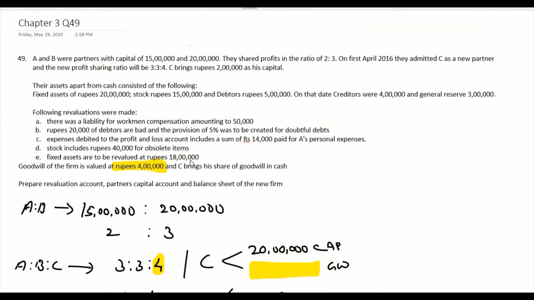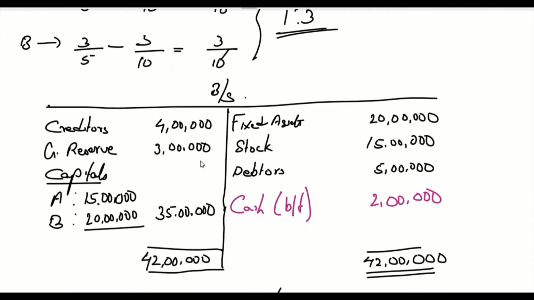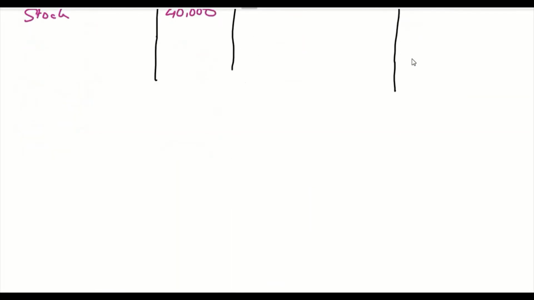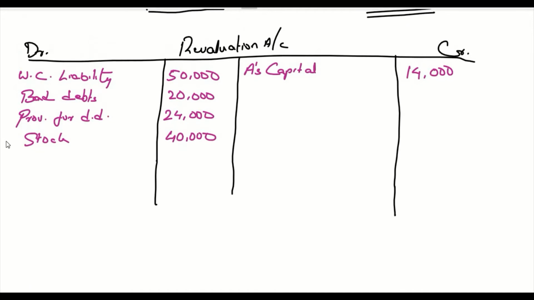Fixed assets are to be revalued at rupees 18 lakhs. Now, currently fixed assets are 20 lakhs. Now, if the value has to be reduced to 18 lakhs, we need to decrease the fixed assets by 2 lakhs. So, on revaluation account, fixed assets (2 lakhs).